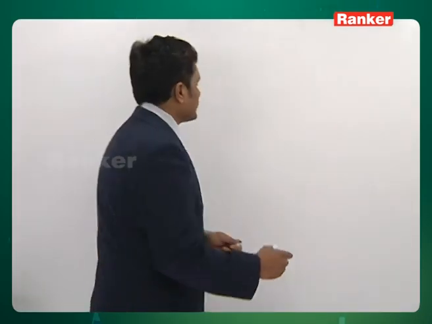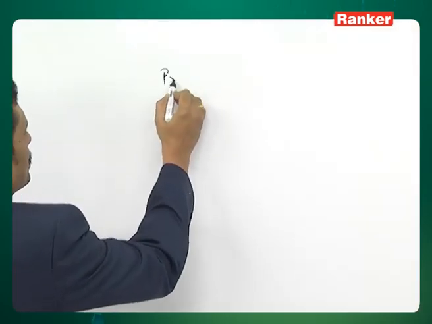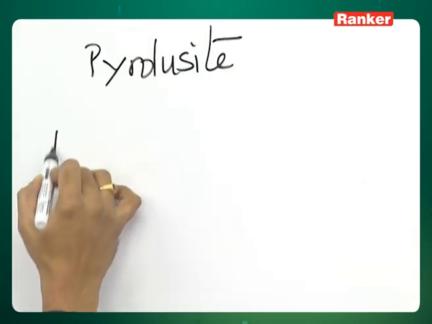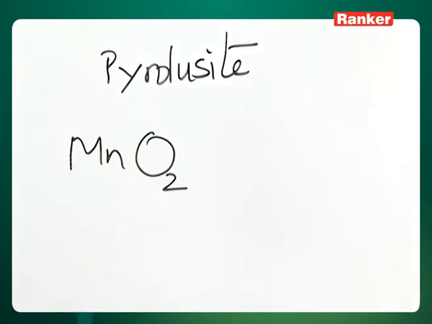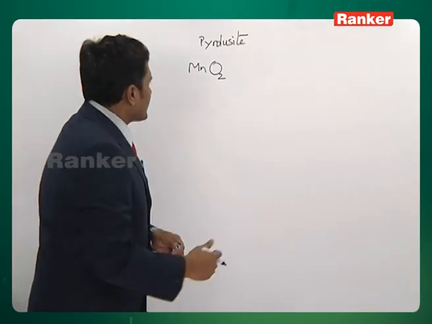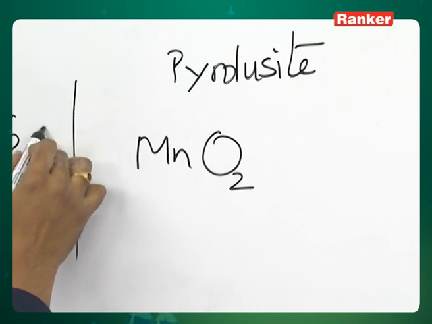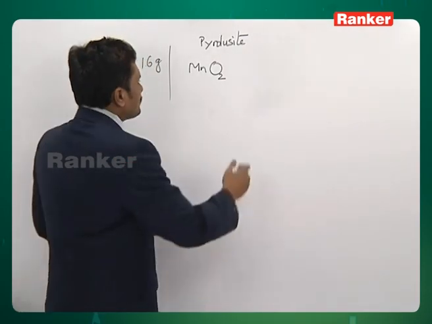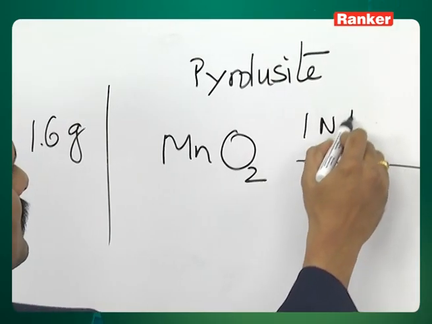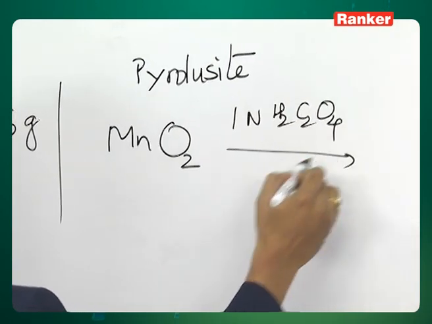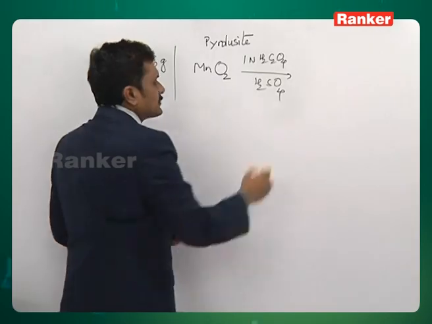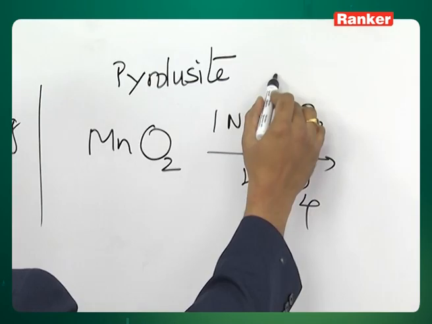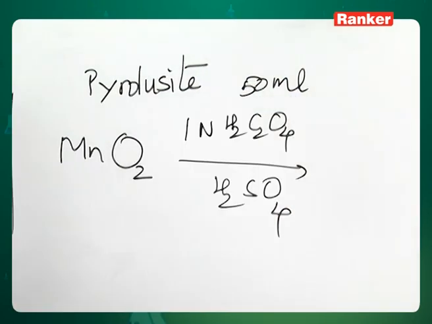Right, now you can see here that pyrolusite ore is an ore of manganese. The compound is MnO2. Now we have taken 1.6 gram of such MnO2, which was added to some oxalic acid, I mean to say 1 normal oxalic acid, in presence of H2SO4. Sulfuric acid is acting only as the acidic medium here, and you have been given the volume of oxalic acid as well, that is 50 ml.